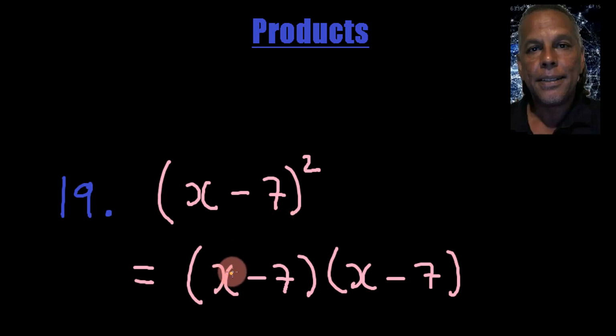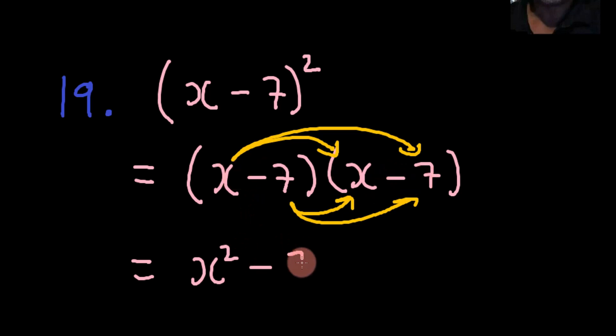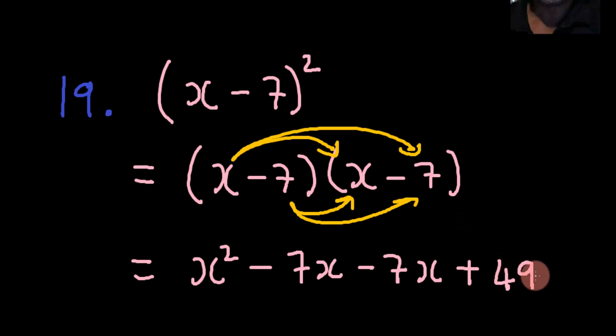So the first term in the first set of brackets, we're going to multiply by each term in the second set of brackets. Then the second term in the first set of brackets, we're going to multiply by each term in the second set of brackets. So then multiplying out in this way, x times x will give us x squared. x times negative 7 is negative 7x. Negative 7 times x is negative 7x. Then a minus times a minus is a plus. And 7 times 7 is 49.